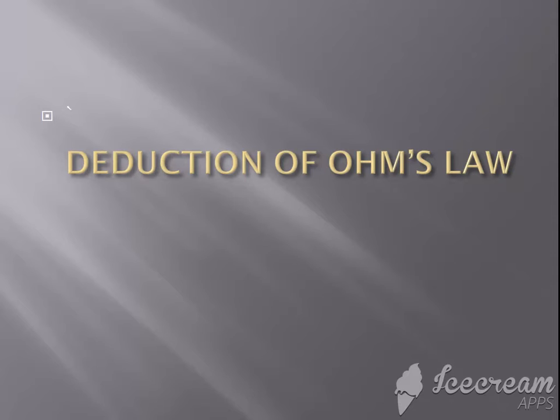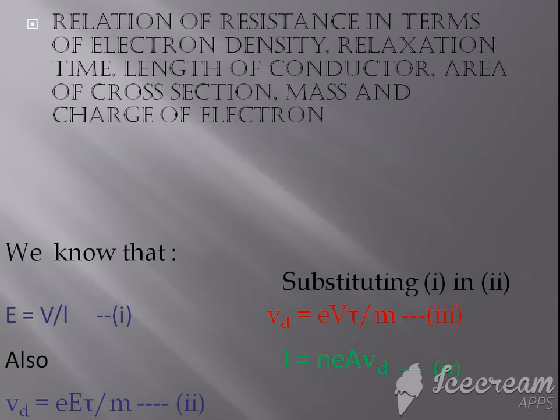The other name for this deduction of Ohm's law is relation of resistance in terms of electron density, that is N, relaxation time, that is tau, length of conductor, area of cross section, mass and charge of electron. So either the question would be directly that deduce Ohm's law, or like this, derive a relation of resistance in terms of electron density, relaxation time, length, area of cross section, mass and charge of electron.